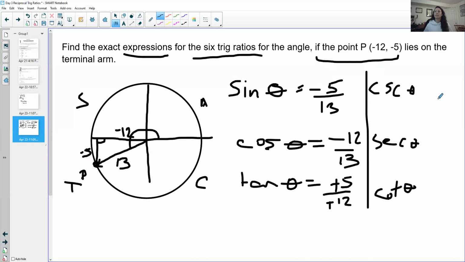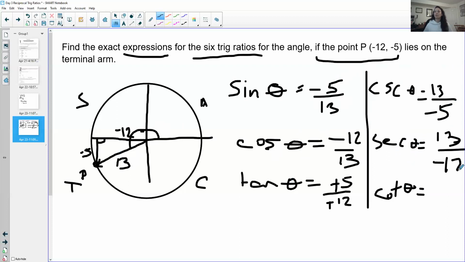Okay, trying to get my thetas in there. Okay, so cosecant is supposed to be hypotenuse over opposite, which is 13 over negative 5, which is great because it should be the reciprocal or the flip of sine. Okay. Secant is the reciprocal of cosine. So instead of adjacent over hypotenuse, it's hypotenuse over adjacent. So 13 over negative 12.